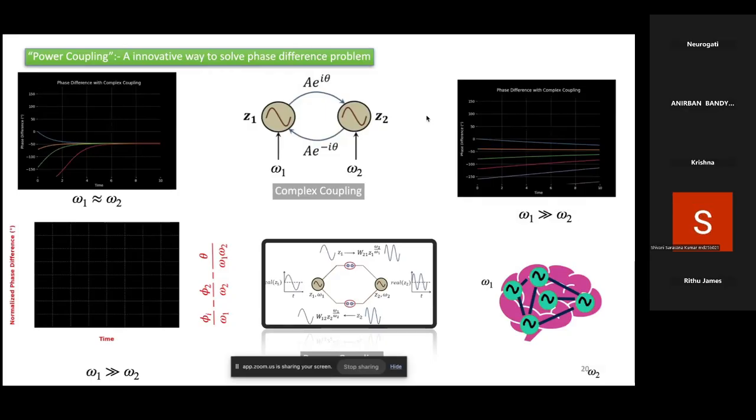However hard we try. So we tried to find and come up with a different kind of system called the power coupling, where with the Z1 term we introduce a power of the frequencies, like omega 2 by omega 1. See in the box, in the Z1 term we use W21 into Z2 to the power omega 1 by omega 2. So Z2 will come into the Z1 term by some power of the frequency ratio.